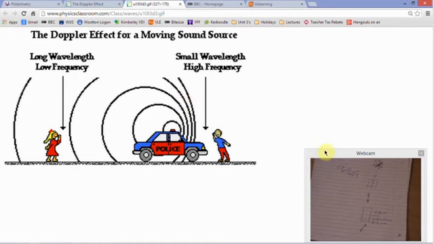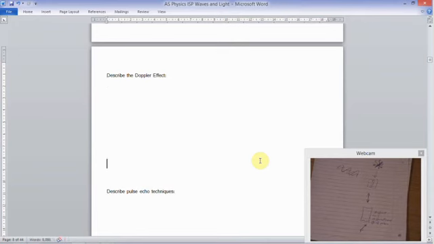If they were running at the same speed as the car, they wouldn't observe a change. So remember, if these guys were running as quick as this one over here, they would actually pick these waves up as quickly as they're released from here, so there'd be no observable change. And it's the same idea with this guy here. Right, nice and straightforward.